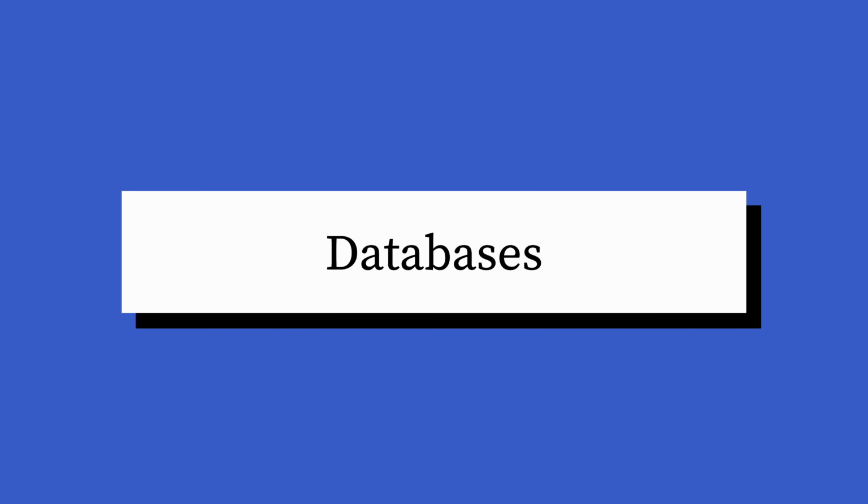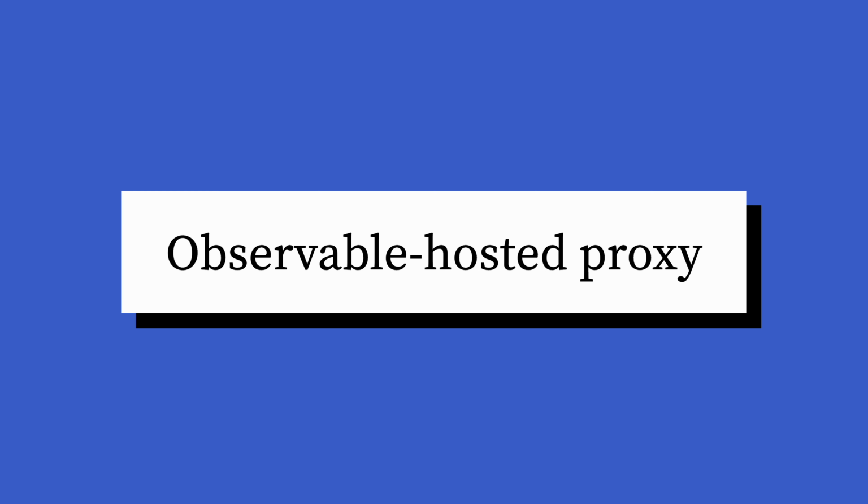Let's look at the way Observable notebooks access databases. You can use Observable's database proxy for this, or you can run your own. The Observable proxy can be used with cloud databases such as Snowflake. You can also use it for non-cloud databases on your own network if they are set up to allow connections from our proxy. We have documentation for how this is done, which we'll link to from the description of this video.